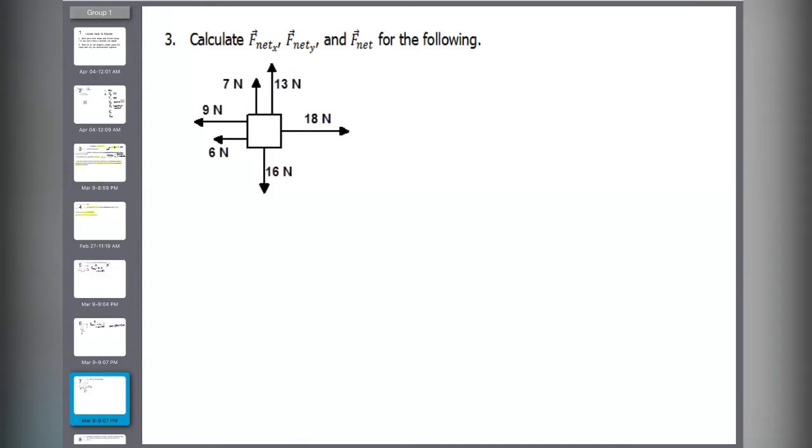Now this question is probably slightly more complicated. Not only does it have way more forces than before, it's also going along both of the directions. But the problem remains the same. You follow the same steps.